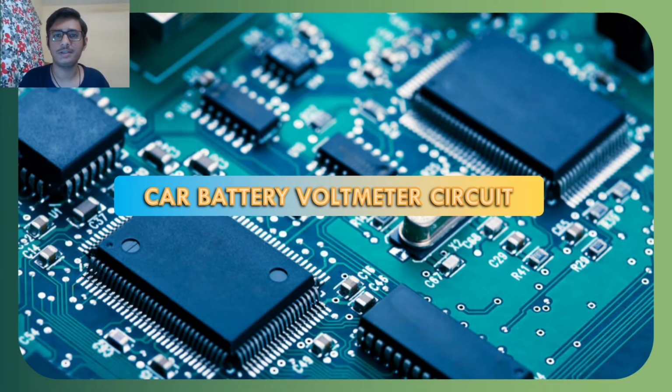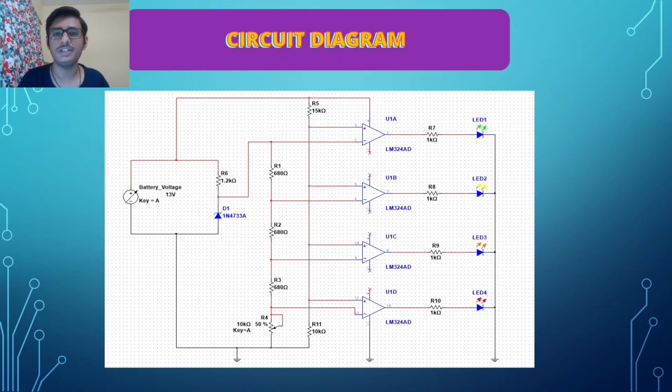So now let us move on to the most exciting segment of our video, the car battery voltmeter circuit. This is the circuit diagram of the car battery voltmeter circuit that we are going to make. Now, at first sight, the circuit might seem very difficult. We've got a lot of resistors, many op amps, Zener diodes, and LEDs. But believe me, the circuit is very easy to understand. And further, we'll see a breakdown of this circuit into three different parts.